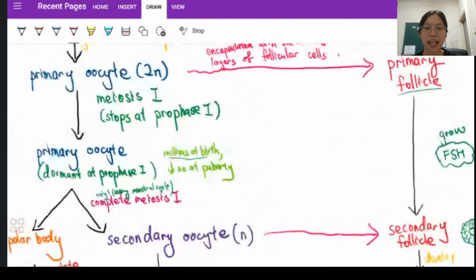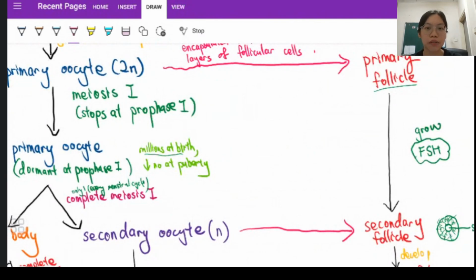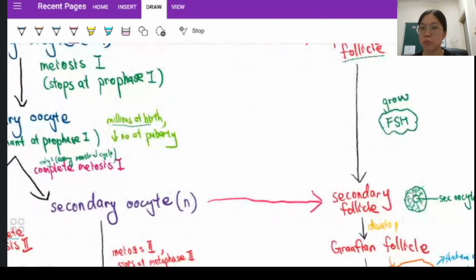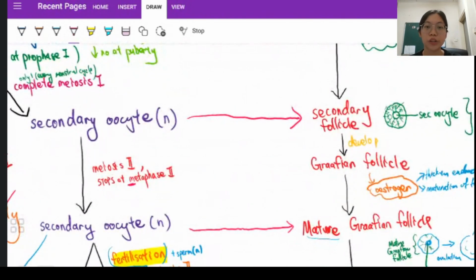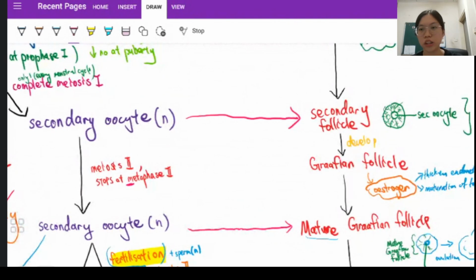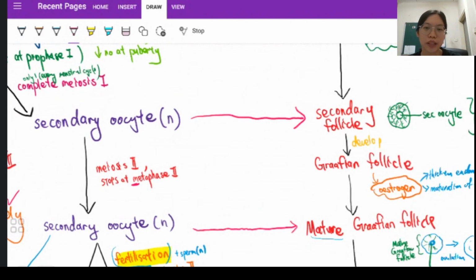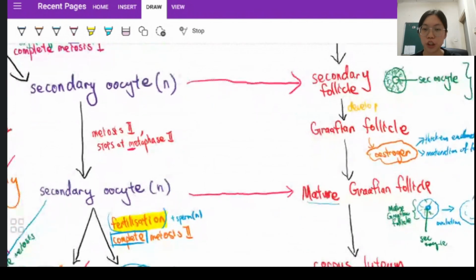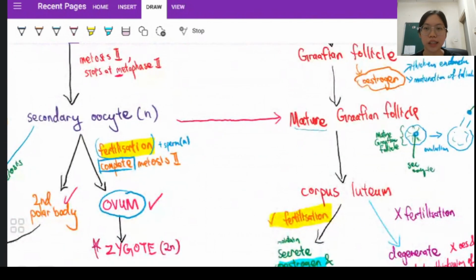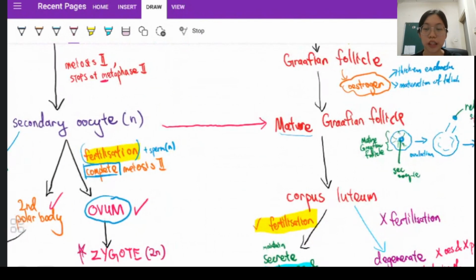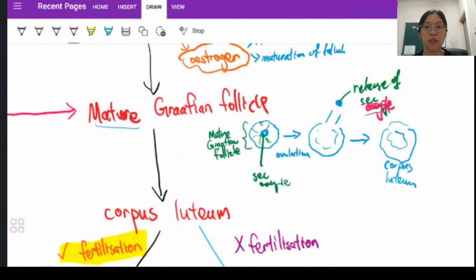But this secondary oocyte will continue to get encapsulated with layers of follicular cells, stimulated by the follicle stimulating hormone, to become the secondary follicle. It's just a larger, more developed version. Then it will continue to develop into the Graafian follicle, and the Graafian follicle continues to develop into a mature Graafian follicle. The secondary oocyte stops at metaphase 2, waiting for the maturation of the Graafian follicle. When it finally matures, it's time for the release of the secondary oocyte. During the release of the secondary oocyte, it will lead to the formation of the corpus luteum.